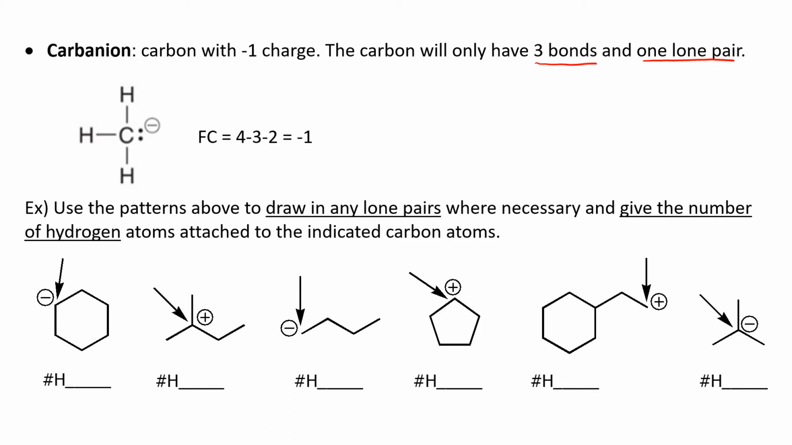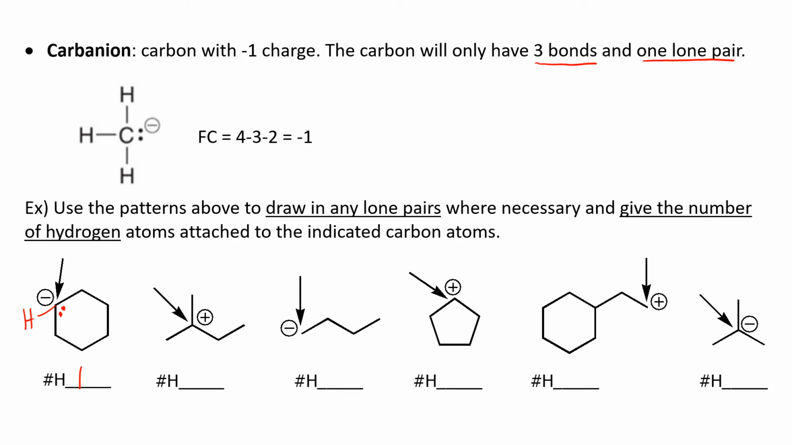Alright, hopefully you've had a chance to try the example. So we're going to draw in the lone pairs if necessary and provide the number of hydrogen atoms. For our first molecule, that's a carbanion. We have a negative charge, so we can draw the lone pair anywhere. You can draw it here, on the other side, it doesn't matter. Remember, the carbanion should always have 3 bonds and 1 lone pair. So we're seeing 2 bonds to hydrogen, 2 bonds to carbon, so there must be 1 bond to hydrogen. So there's a single hydrogen atom.